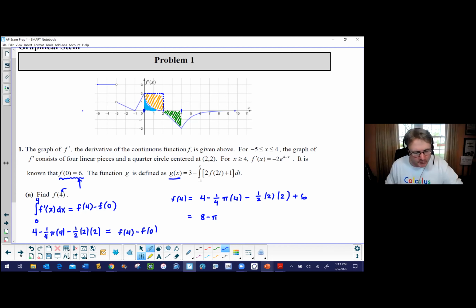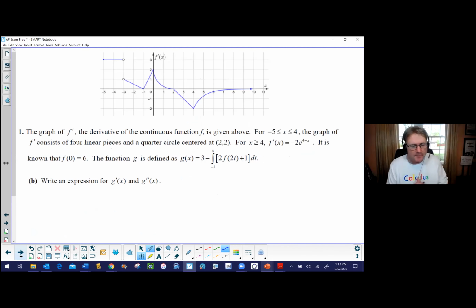Okay, let's move on to part B here. Part B is going to ask us to write an expression for g prime and g double prime. Now you can see how the focus has completely changed. The focus is now going to be upon this function g of x in its entirety. So you're going to want to pretty much take the graph out of the picture temporarily and focus on that. Notice that this is written not so much as your typical everyday function that you might be able to type into a calculator and take its derivative so easily.